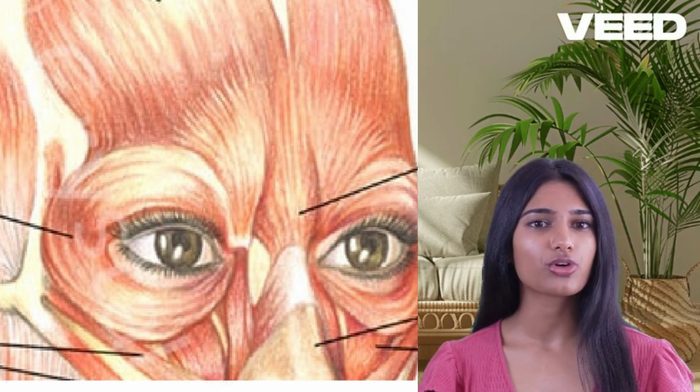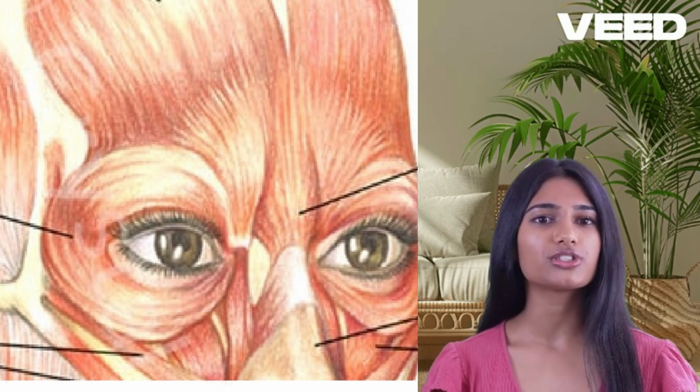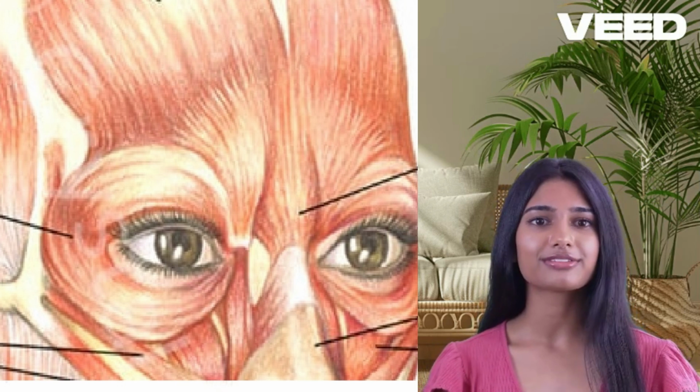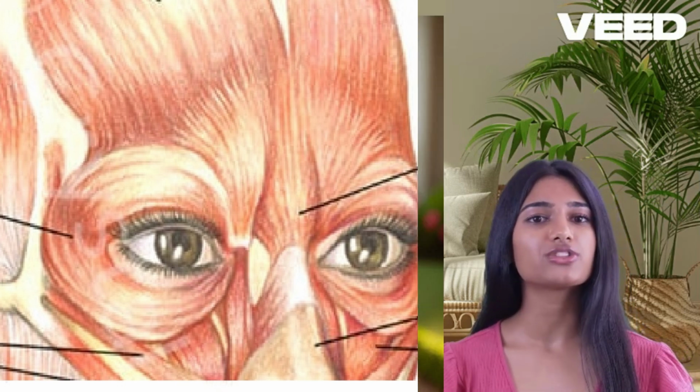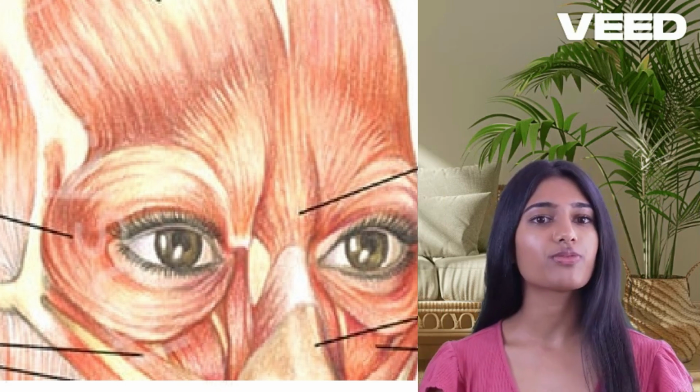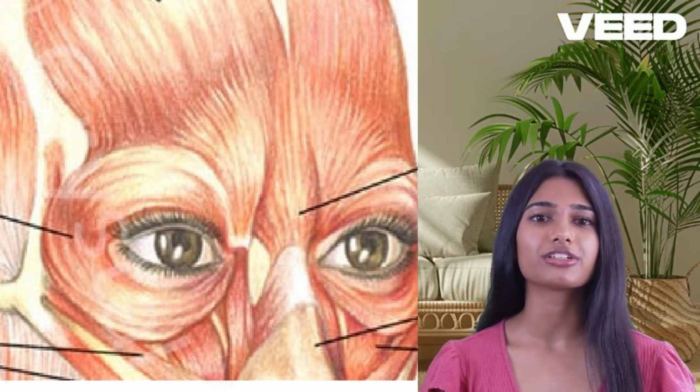The procerus, or pyramidalis nasi, is a small muscle which is found superficial to the nasal bone and operates while a person frowns. In order to create transverse wrinkles superior to the bridge of the nose, the procerus pulls the medial margin of the eyebrows inferiorly.